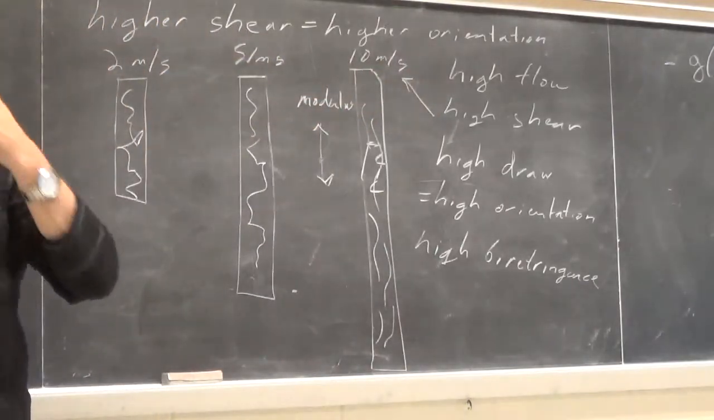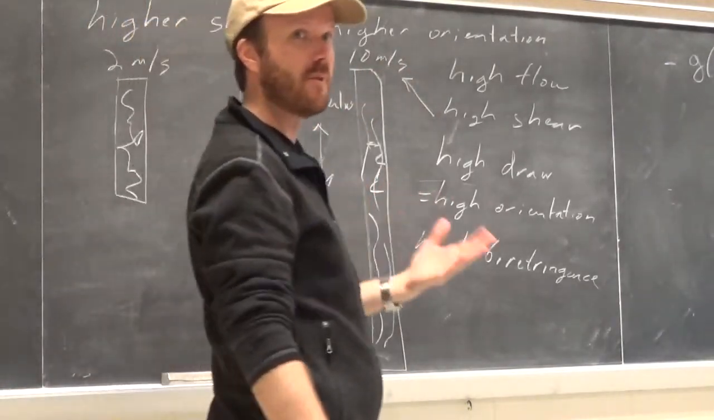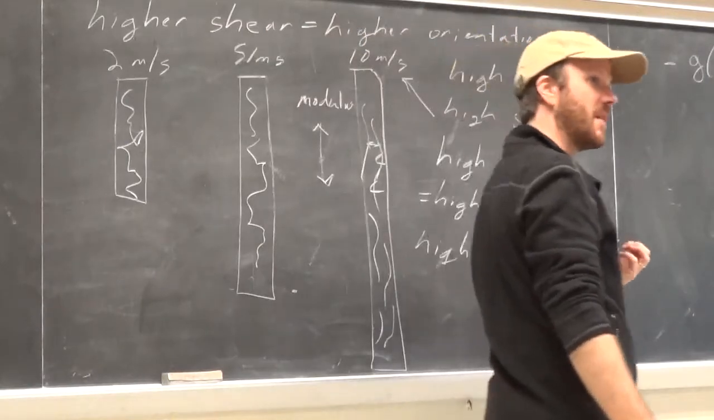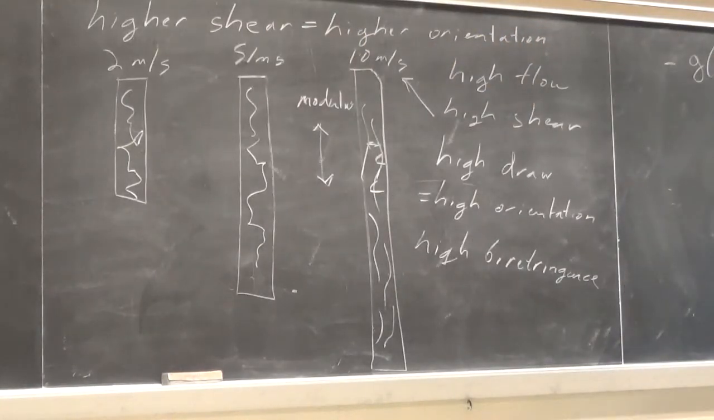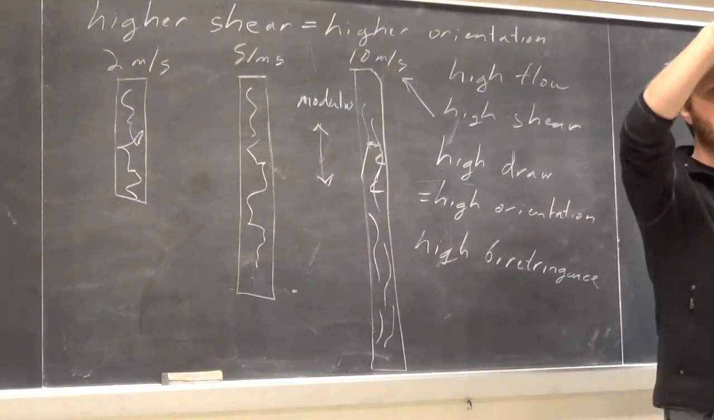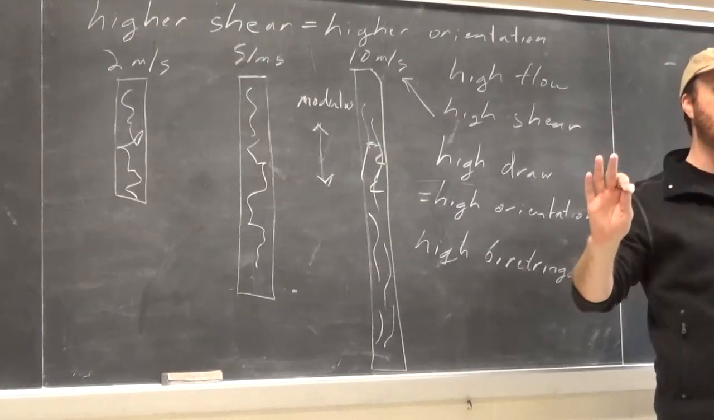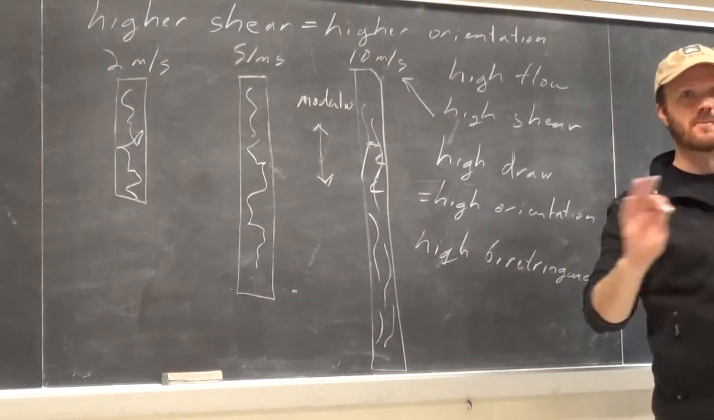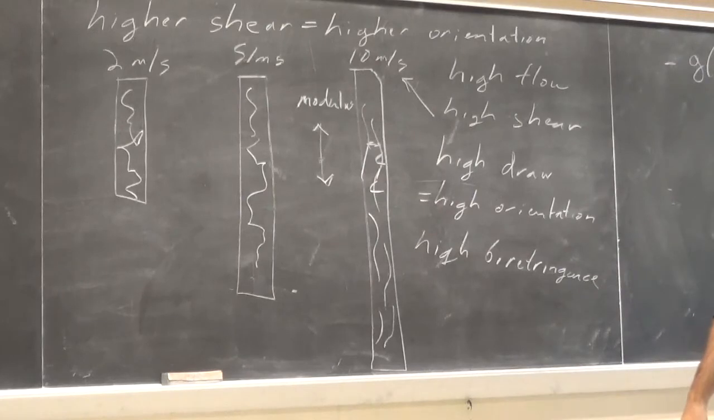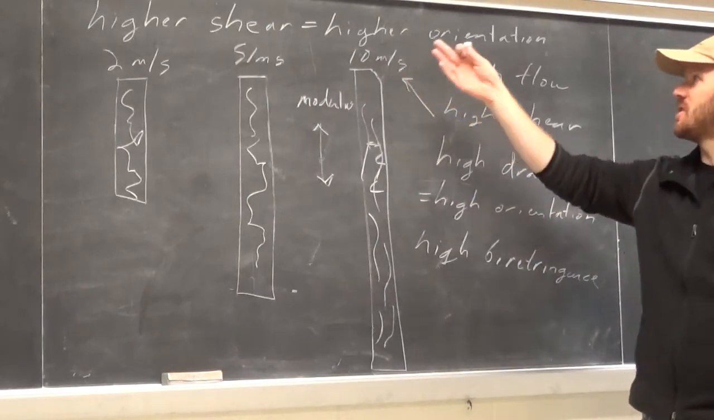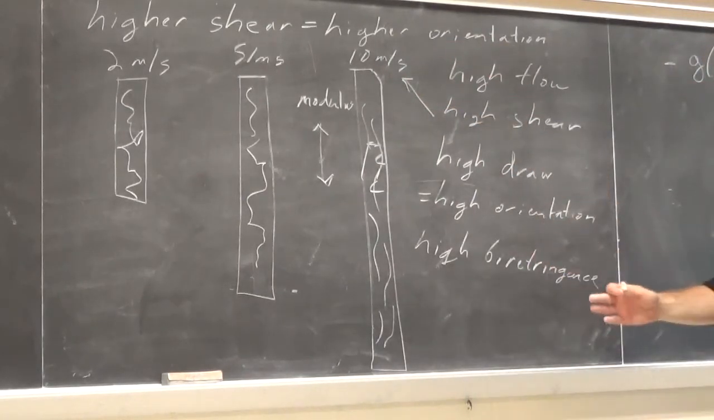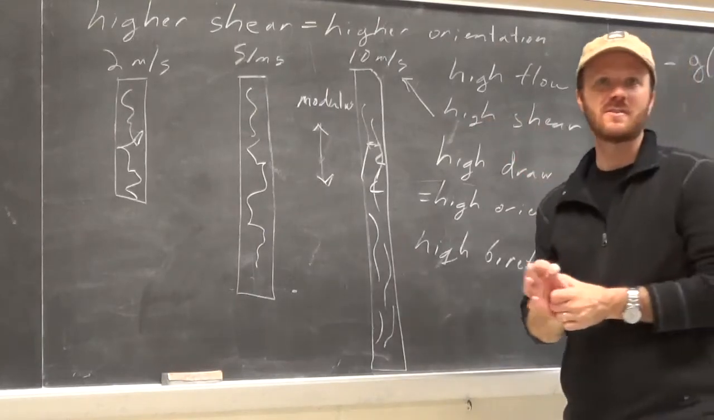And so that's why we orient polymers when we process them. That's why we orient fibers. That's why we draw fibers. That's why we biaxially orient plastic bags, because we want strong tensile properties in both directions. And so the shear and the orientation goes with the birefringence and also goes with the modulus as well.